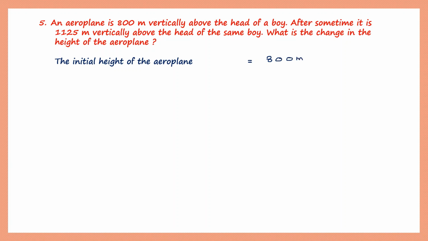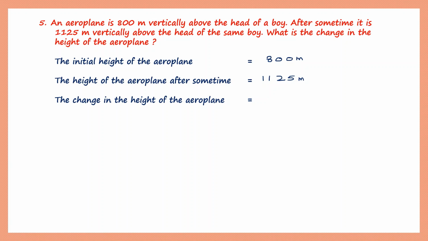After some time, what was the height? The height of the aeroplane after some time was 1125 meters. Now we have been asked to find the change in the height of the aeroplane. So the change in the height of the aeroplane, to find that out, we have to subtract these two numbers. That is 1125 meters minus 800 meters. So let's do that subtraction. 1125 minus 800.